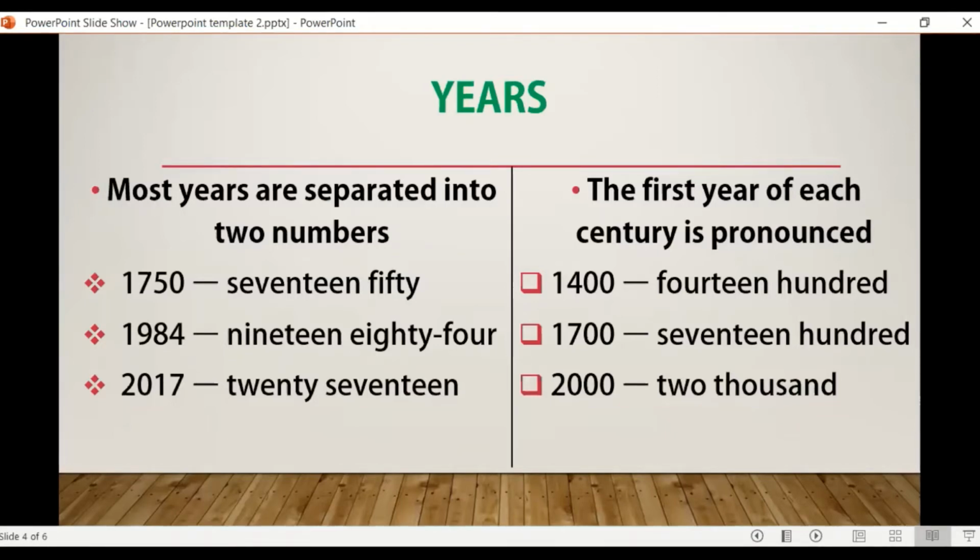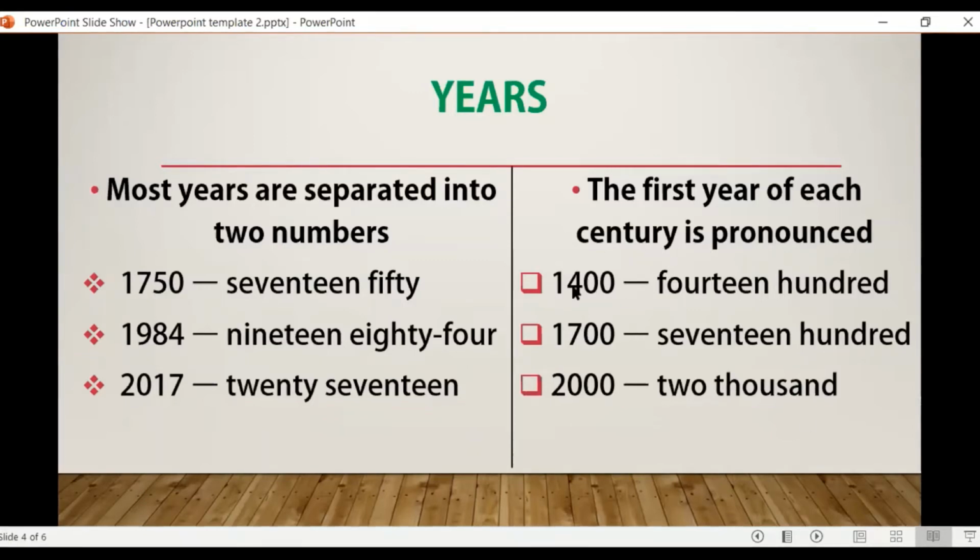The first one is, most of the years we have they are separated into two numbers, right? We split them into two. For example, this year is pronounced as 1750. See, 1750. We split it like that. This is 1984. This is 2017. See. And the other way of doing this is if we are talking about century, especially the first years of each century, we can pronounce it like this.